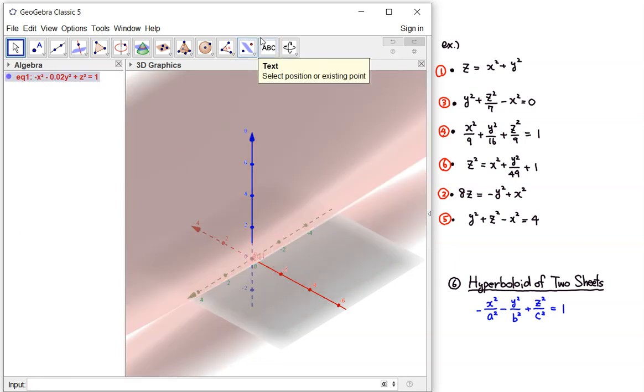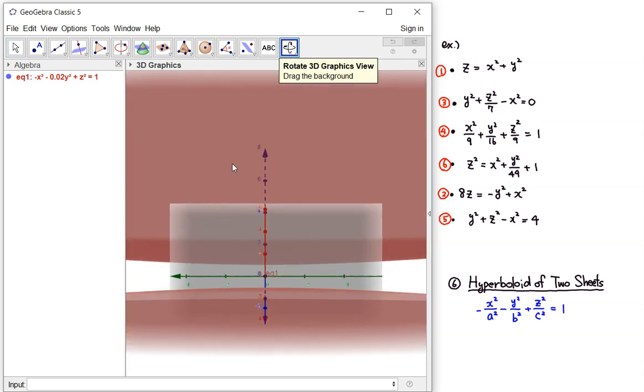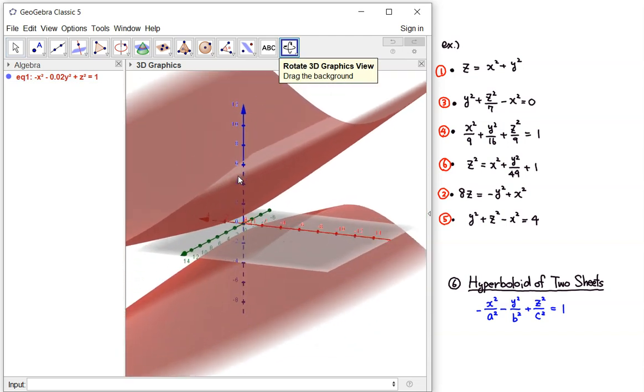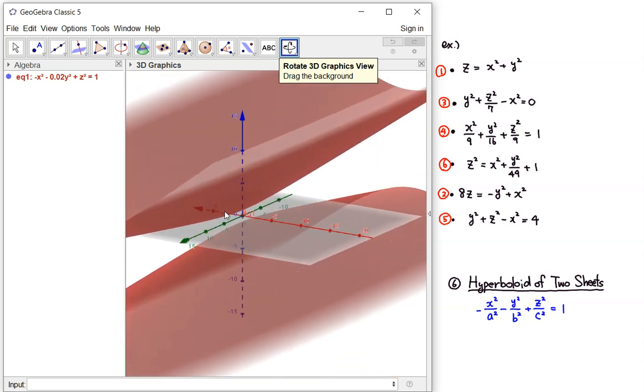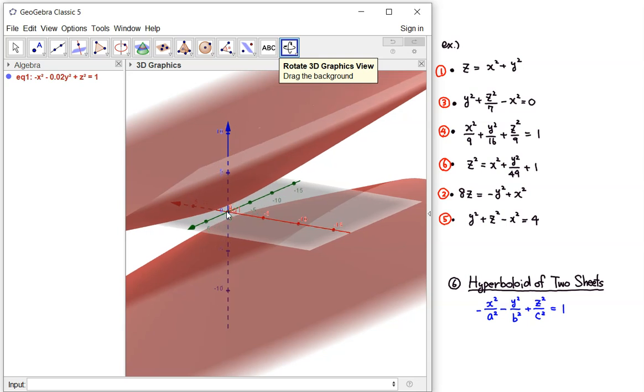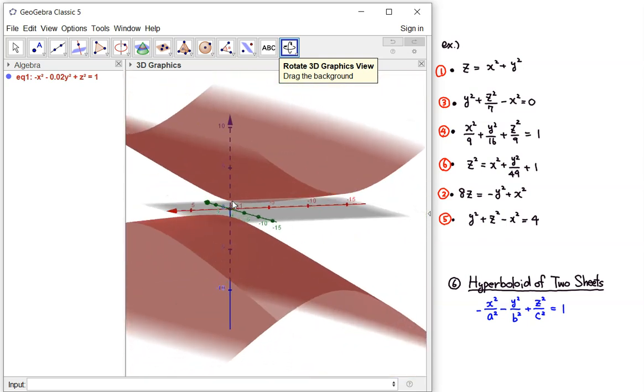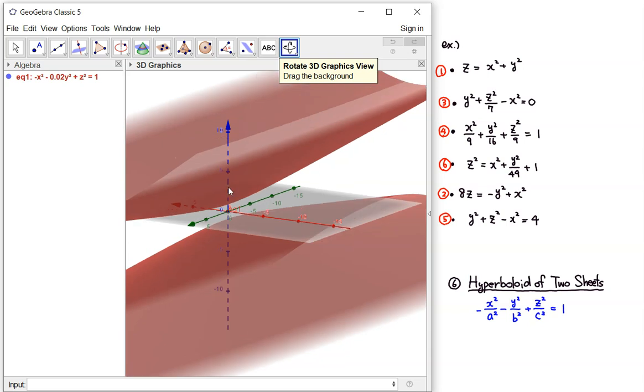All right, so here, this is the hyperboloid of 2 sheets. And you can probably see why this is called 2 sheets. Here you can see there's a top sheet and there's a bottom sheet. So that's why it's called the hyperboloid of two sheets. So that was this one. So you have 2 negative signs. If you move over to the other side, that's why you have 2 sheets.